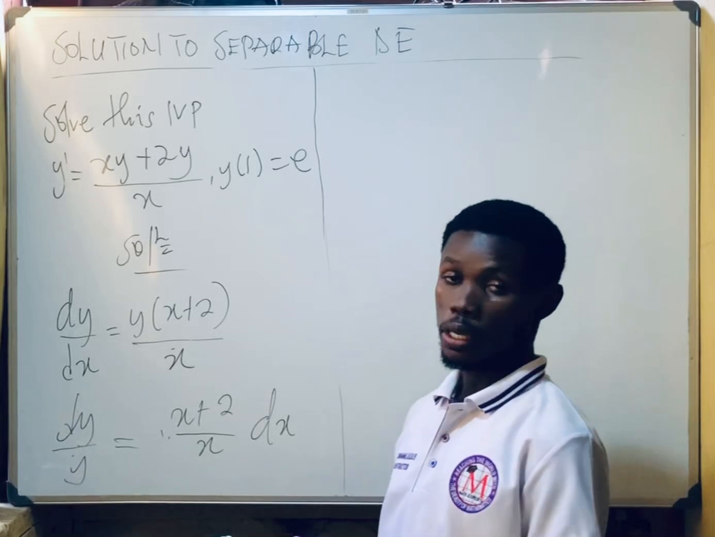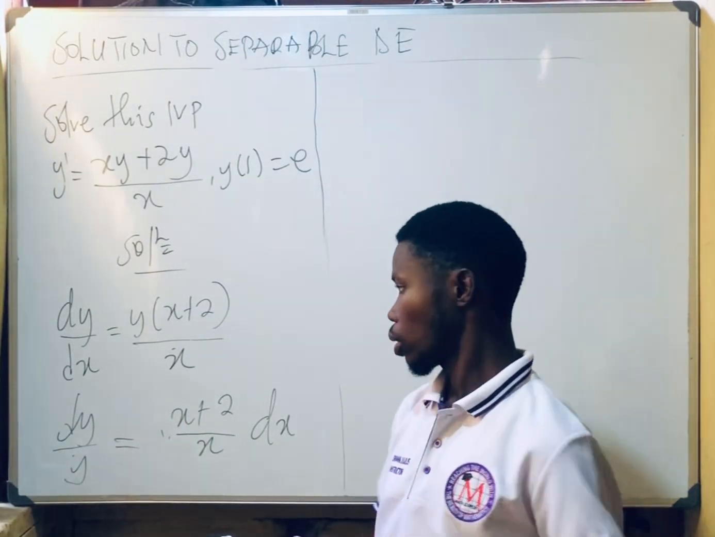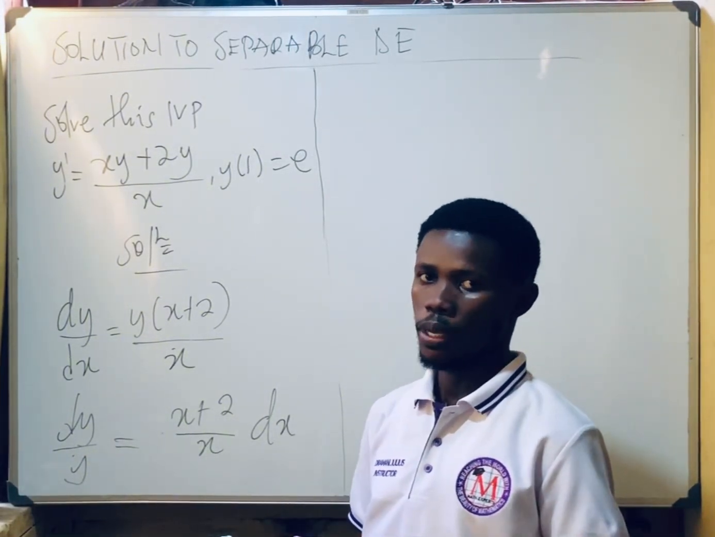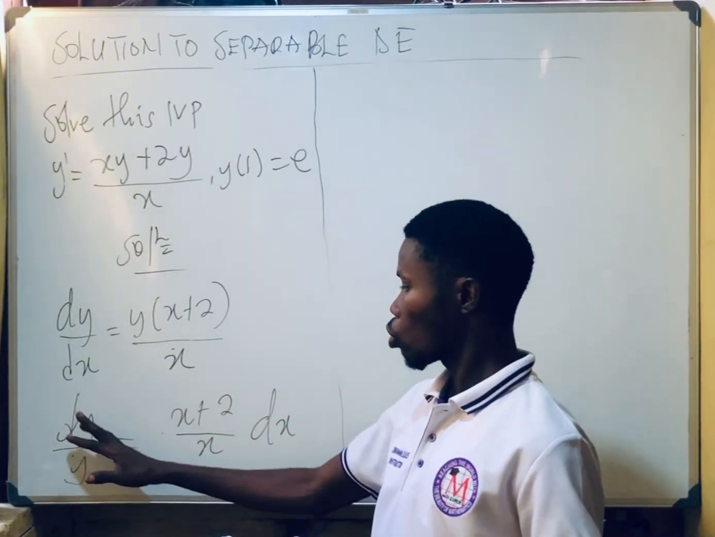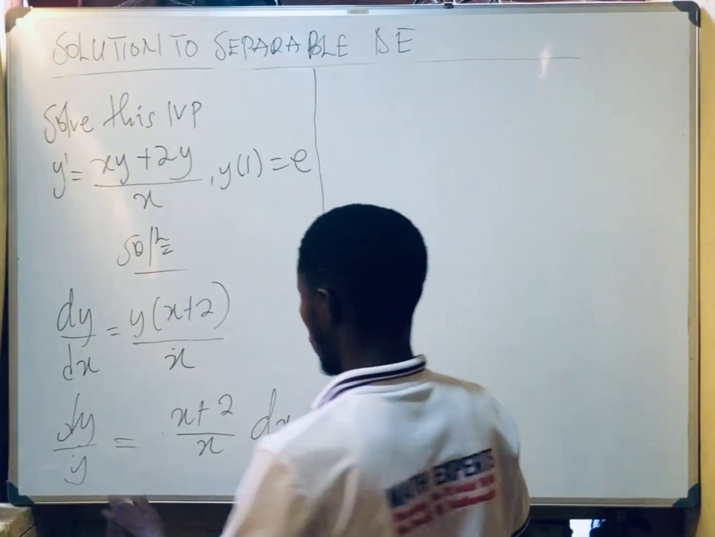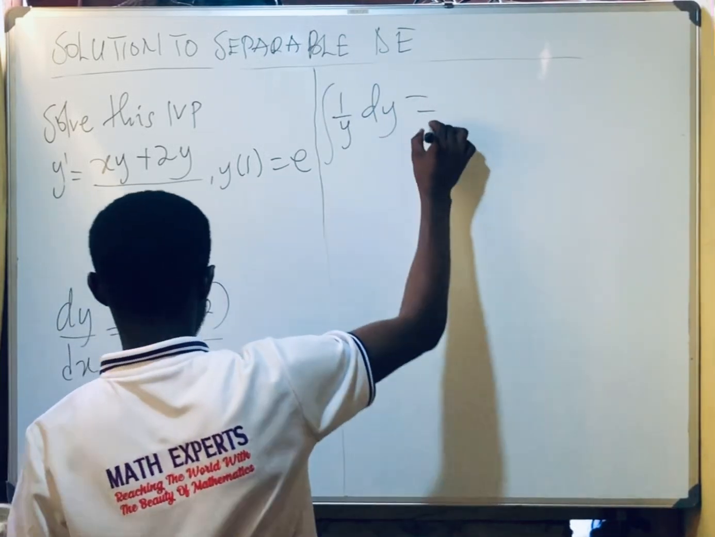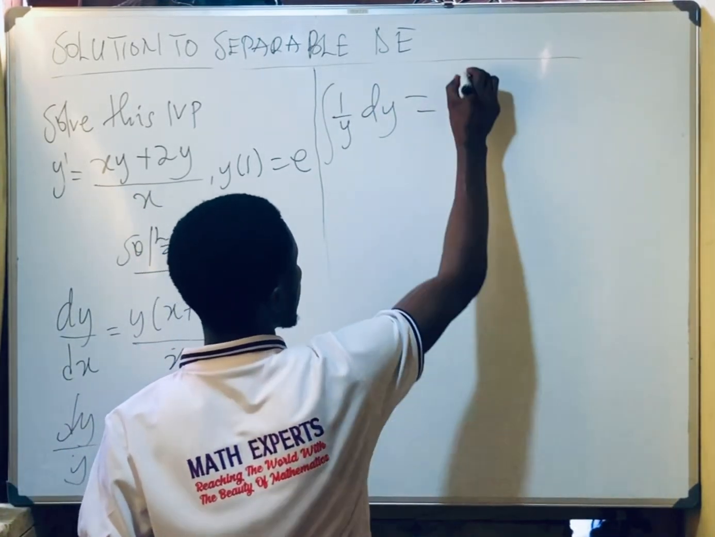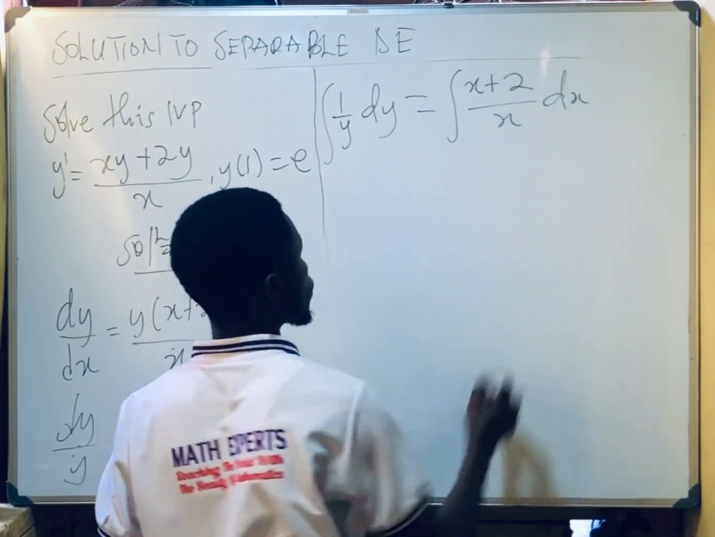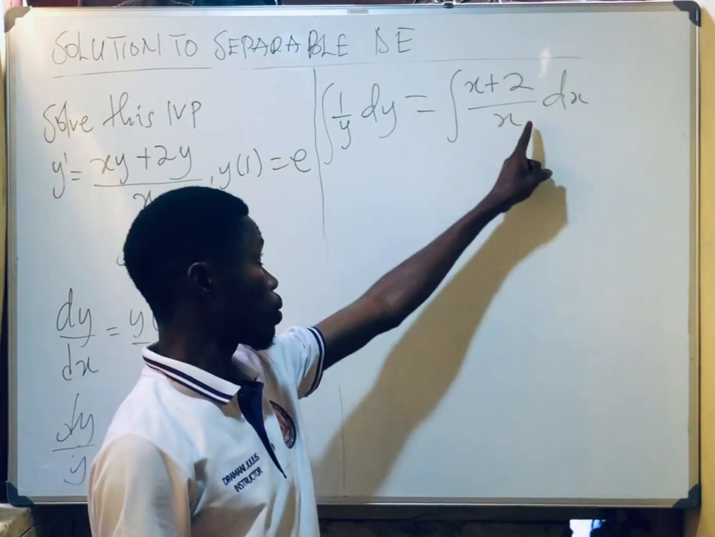Is that okay? This one I'm trying to separate it, so how I have done it, I think you understand what I've done. Now, if you have any problem, you can just write it in the comment section and I will reply to that. So if you have something like this, what you have to do is to integrate, right? So I have 1/y dy, then I integrate that equals (x + 2)/x dx. My brother, my sister, it will be very tedious for you to integrate this.